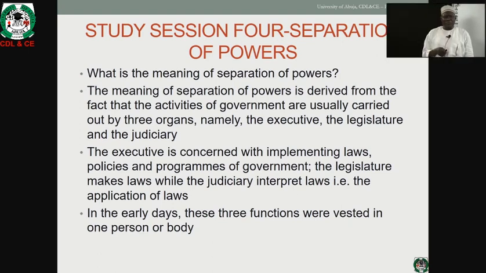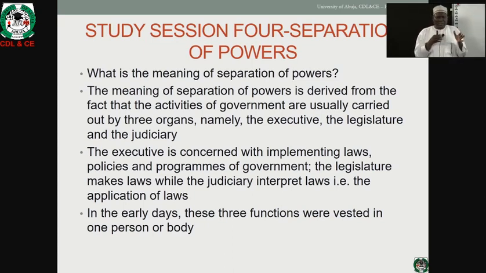Today we are focusing on the meaning of separation of powers. What is the meaning of separation of powers? Separation of power simply is derived from the fact that activities of government are compartmentalized, classified into three main organs: the executive, the legislature, and the judiciary.